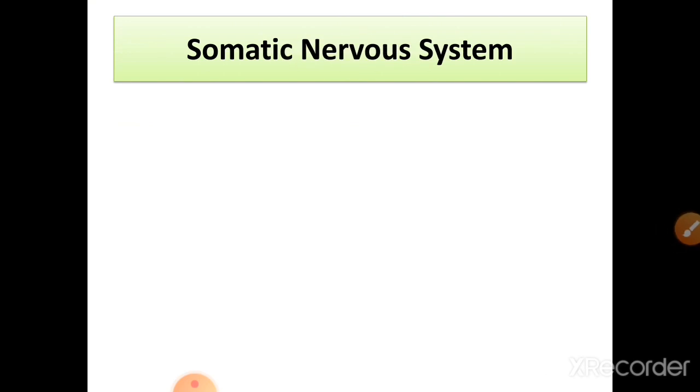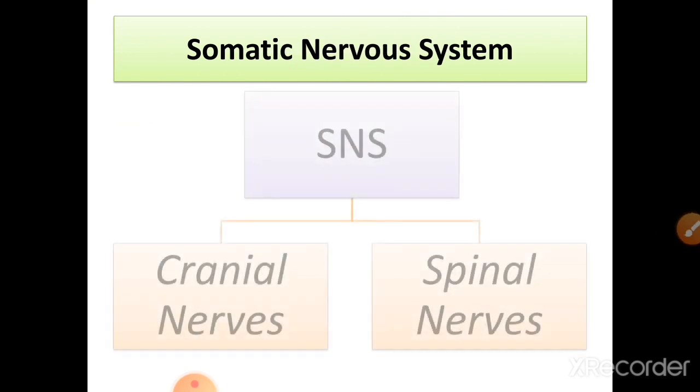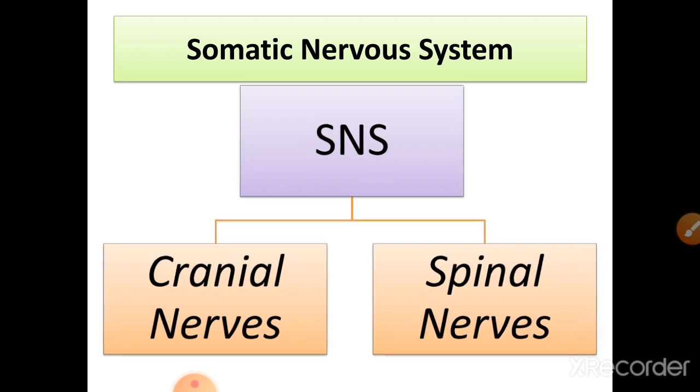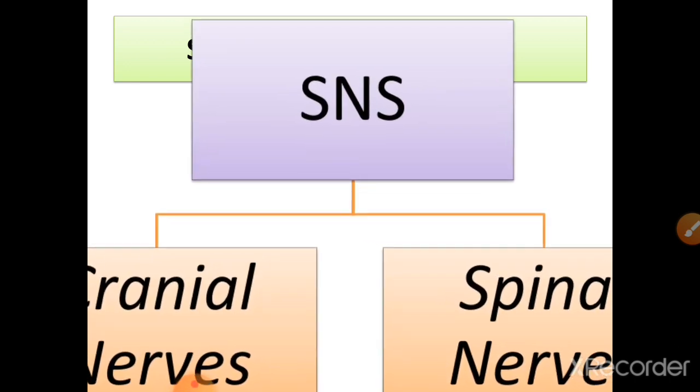So let us do the somatic nervous system first. As you can see, the somatic nervous system consists of nerves which emerge from the brain and the spinal cord. So the nerves coming out from the brain and the spinal cord are known as the somatic nervous system. And we have two kinds of nerves involved in the somatic nervous system. Those are cranial nerves and spinal nerves.